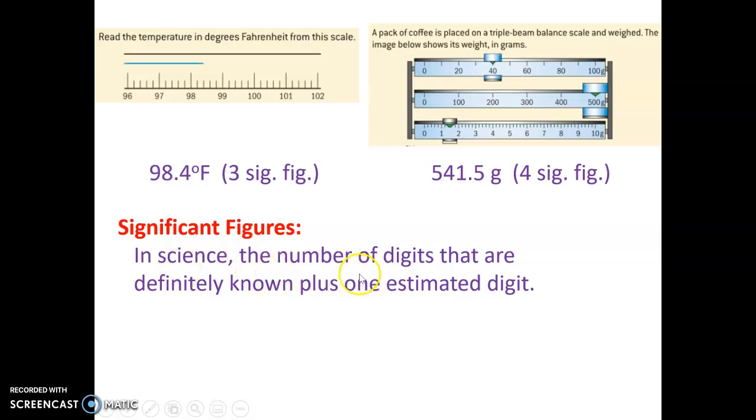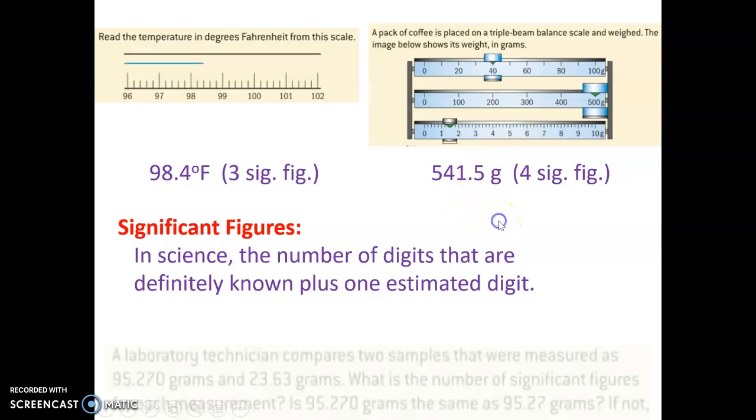All right, so significant figures, put another way: in science, we often say they are the number of digits that are definitely known plus 1 estimated digit. Here we definitely know 98, and the last one is a little bit of an estimation. So we said 0.4, but that last one is a bit of an estimation. 98 is known for certain. Over here, again, we knew 540 for certain, we knew 541 for certain, and then once I started going here, we kind of estimated that last value. That's how significant figures work.